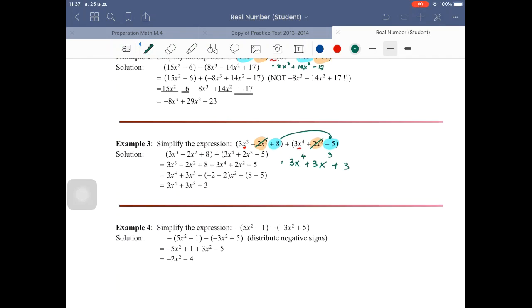Okay, this one, first step, you expand the negative sign in the bracket first. So what do you get? You get negative 5x squared plus 1 plus 3x squared minus 5. Like terms, this one, and constant with constant. What do you get for the answer? Negative 2x squared minus 4. It's not that hard, isn't it?